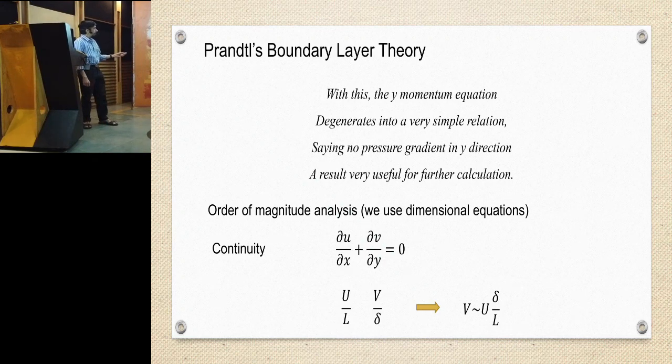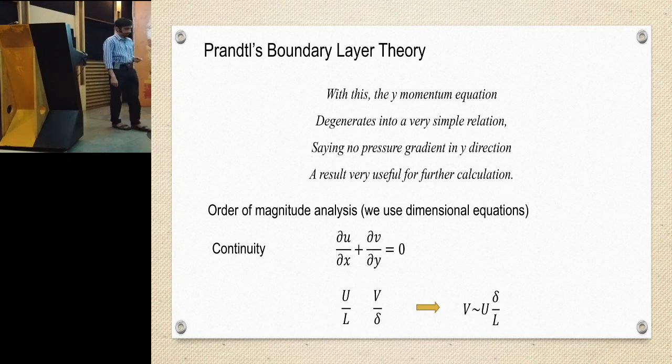So with this, the y momentum equation degenerates into a very simple relation. We are going to look at now x and y momentum equations with these choices of scaling variables, saying no pressure gradient in the y direction, a result very useful for further calculation. So now we have actually started looking at the boundary layer theory itself, and how the equations simplify and how we can approximate the equations within this theory.